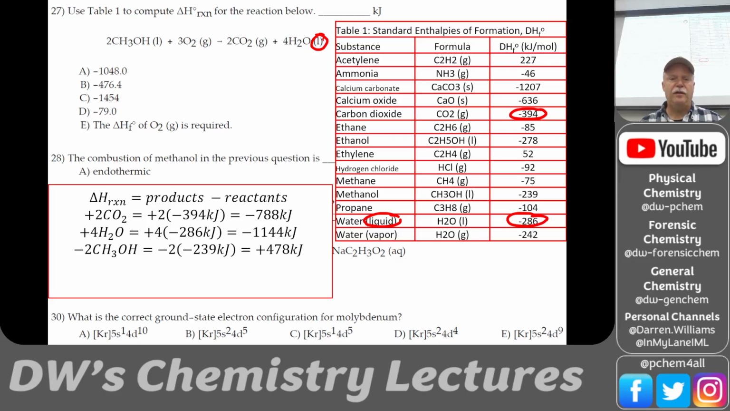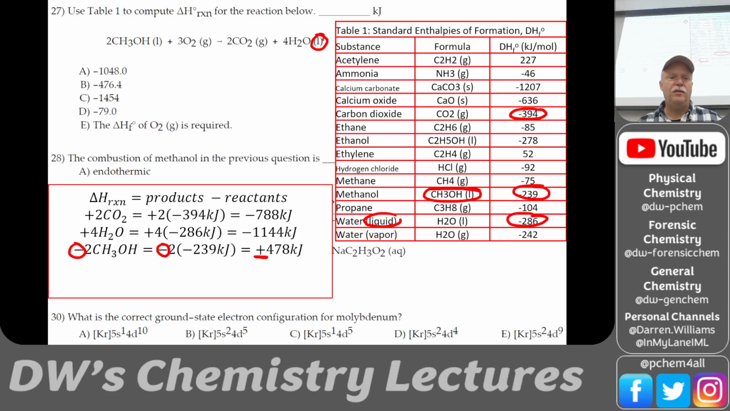And then we have to take apart the methanol. So here's the methanol right here, at 239. And this is a reactant, so we have a minus sign here, a minus sign here. Those cancel, and so we end up with a plus 478.